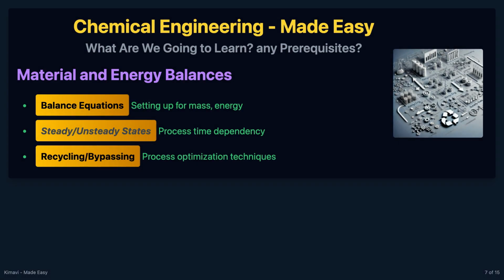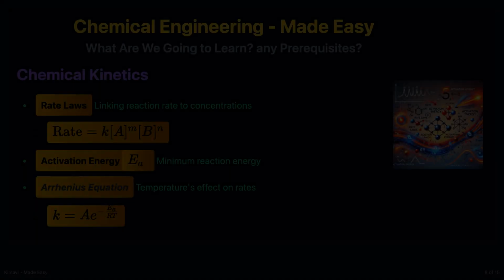Material and energy balances are used to analyze chemical processes. You will learn to set up balance equations for mass and energy, understand steady-state and unsteady-state processes, and use techniques like recycling and bypassing to optimize processes.